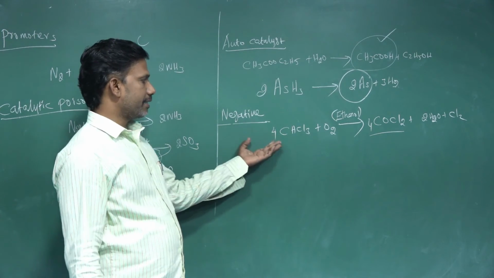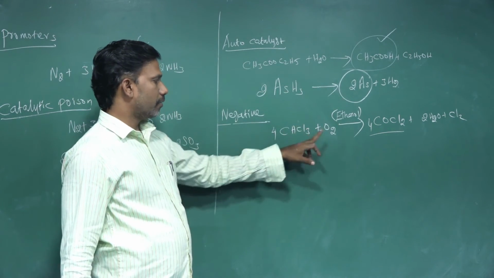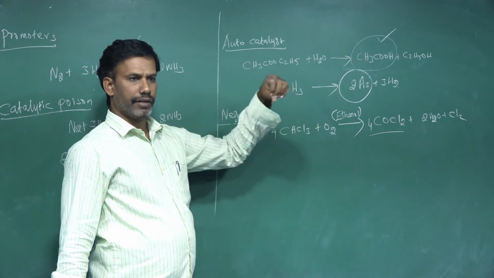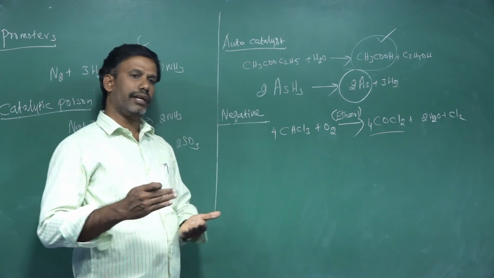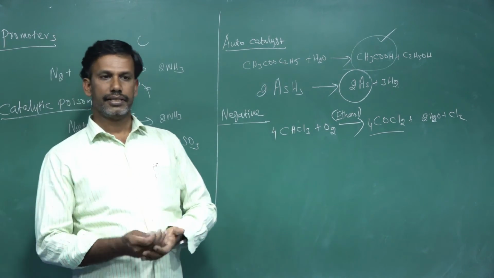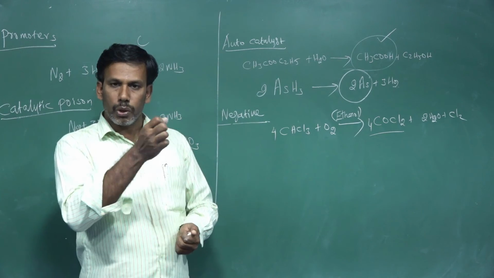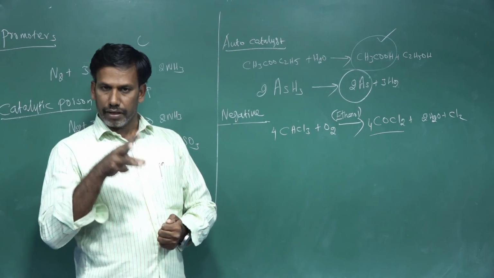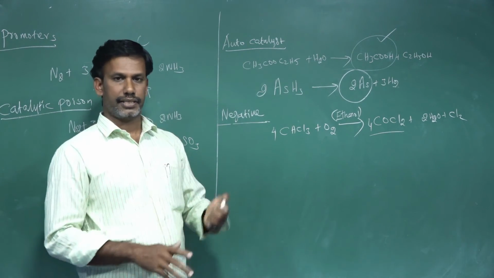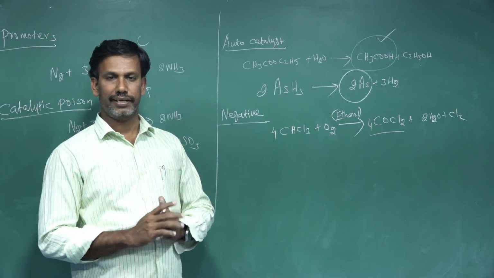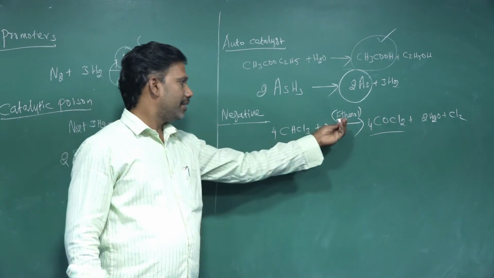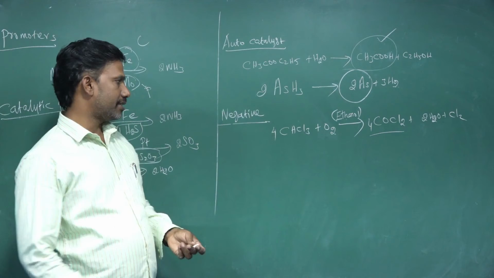What happens? If you take the reaction of chloroform with oxygen, it will go very well. When you add ethanol to it, see, in all reactions we may not want to enhance the rate of reaction. In some processes, we need to slow down the rate of reaction. For that purpose, we need some catalyst. Those catalysts are called negative catalysts. Those processes are called negative catalysis. So ethanol acts as a negative catalyst here.